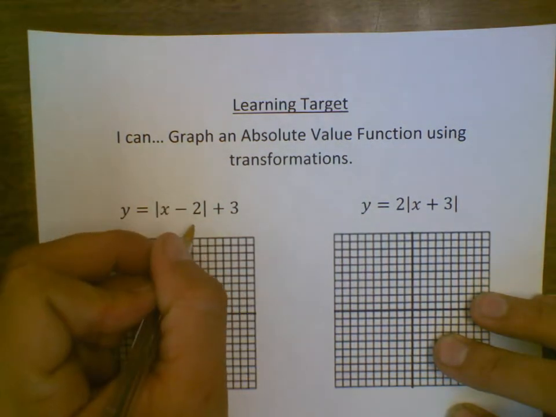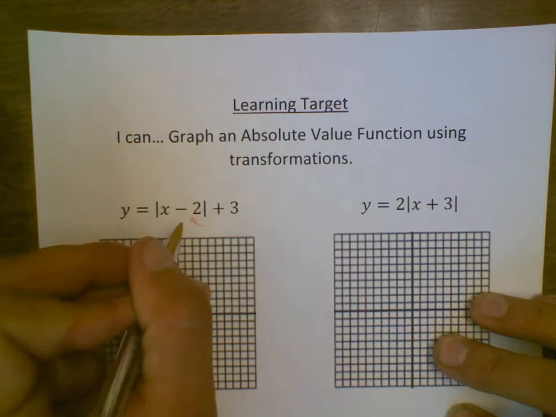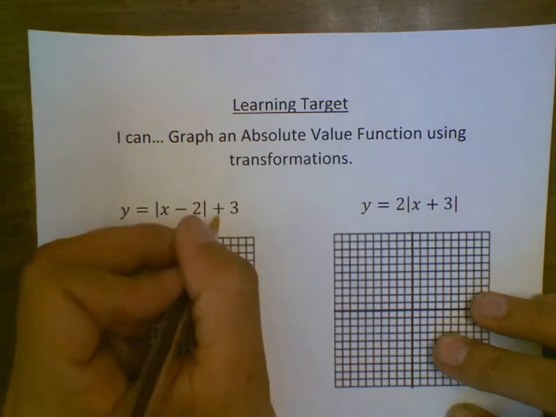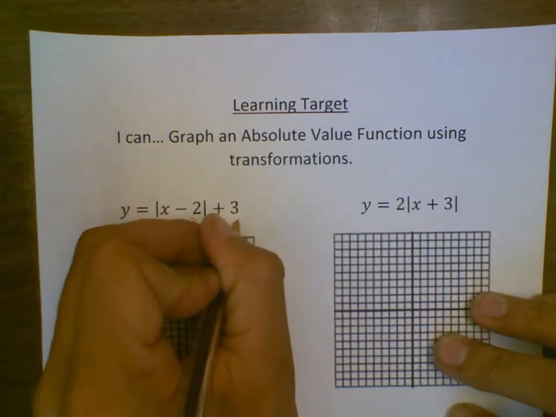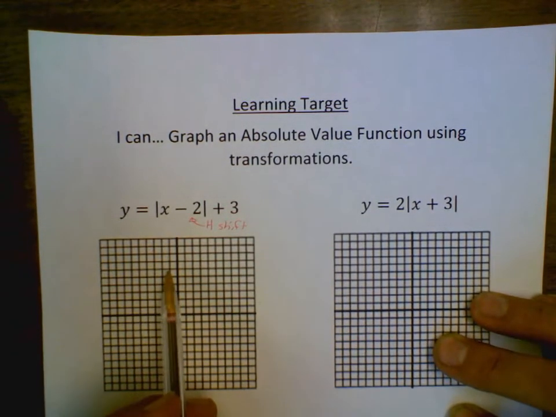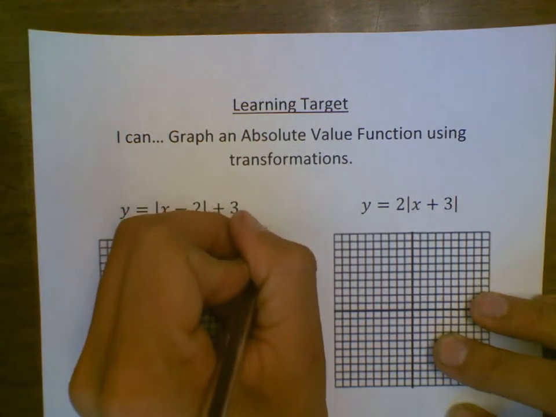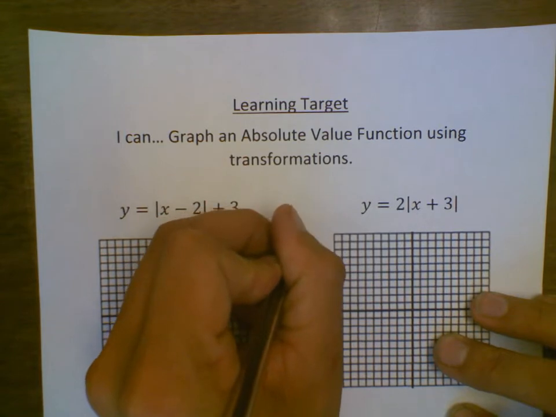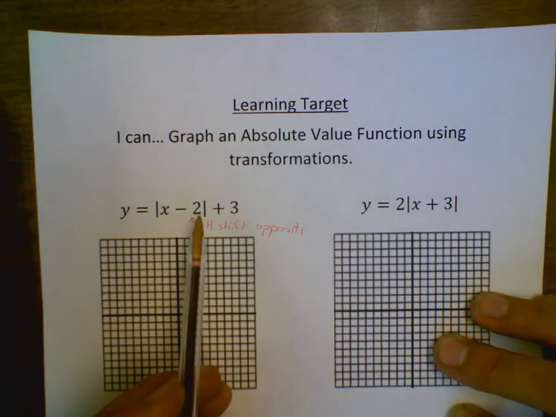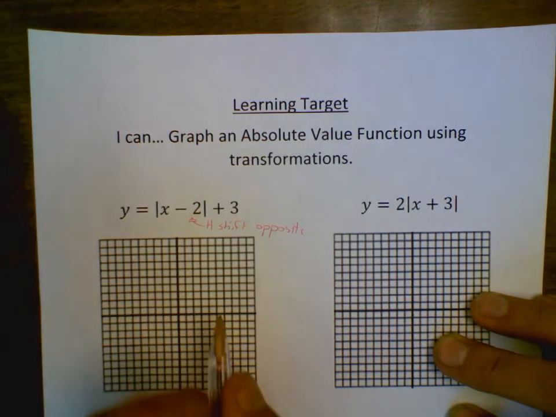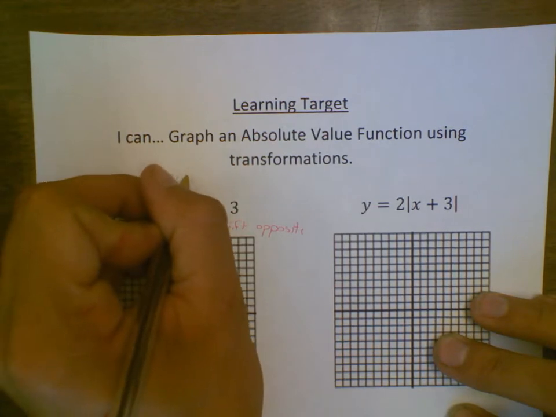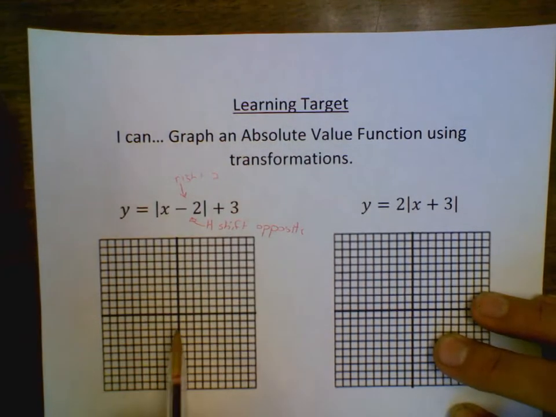So remember, the inside number, anything inside the absolute value, is a horizontal shift. It's going to move you left and right. But the thing to remember about it is that it actually moves you in the opposite direction than what's listed. So this -2 is actually going to move me right 2. So I know from the origin my graph has been shifted right 2.